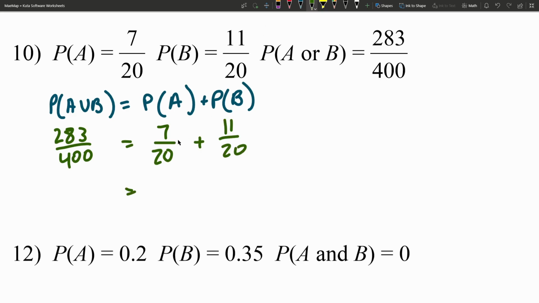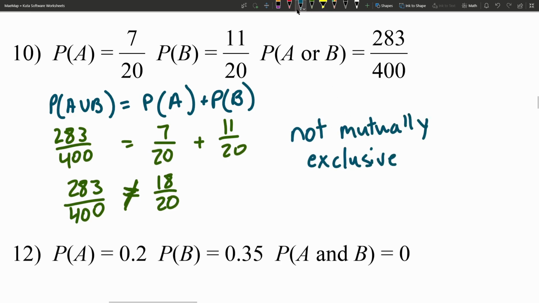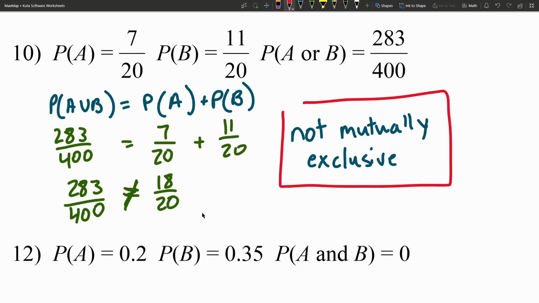Let's check it out. 7 plus 11 is 18/20. 18/20 does not equal 283/400. And think about it. Both of these are even over here, and one of these is odd over here, so that's never going to simplify down to 18/20. Therefore, these events are not mutually exclusive. There is some overlap that occurred between the two. Let's move on to number 11.